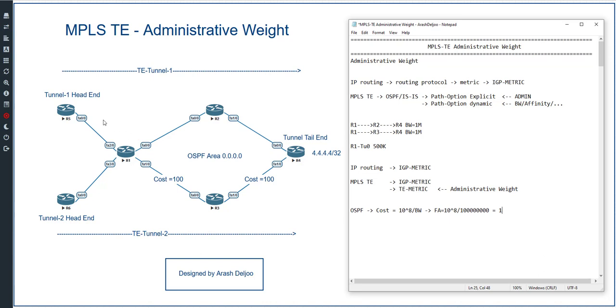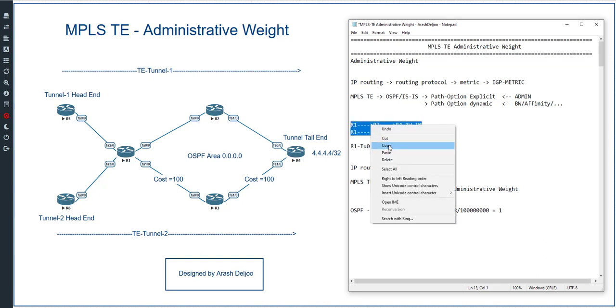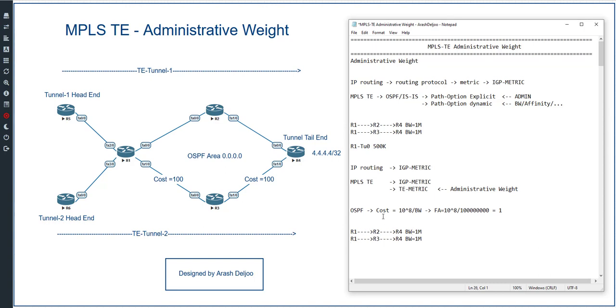Okay, let me calculate the path metric from R1 to R4 with both of these paths. For example, here we can write R1 to R2 to R4. The metric of the first path is 1, and the metric of the next path again is 1, because both of them are Fast Ethernet, with a bandwidth of 100 megabit per second. And finally, we have the total cost to Loopback 0, because here we have one Loopback 0 and its cost is 1. 1 plus 1 plus 1 is equal to 3.